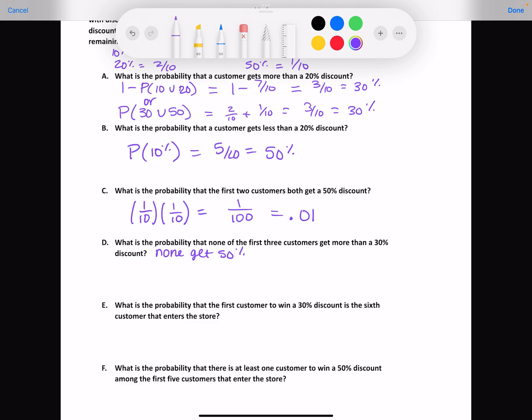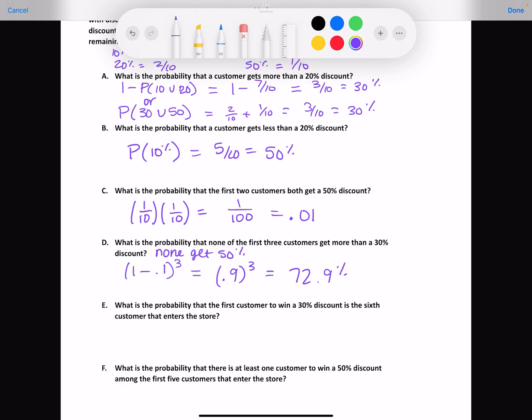An easier way to do this would be to do the complement. Okay, 1 minus the probability of getting 50. It's 3 customers that we're saying that for, so we've got to cube it. So it's 1 minus 0.1 cubed, which is 0.9 cubed, which is 72.9%.